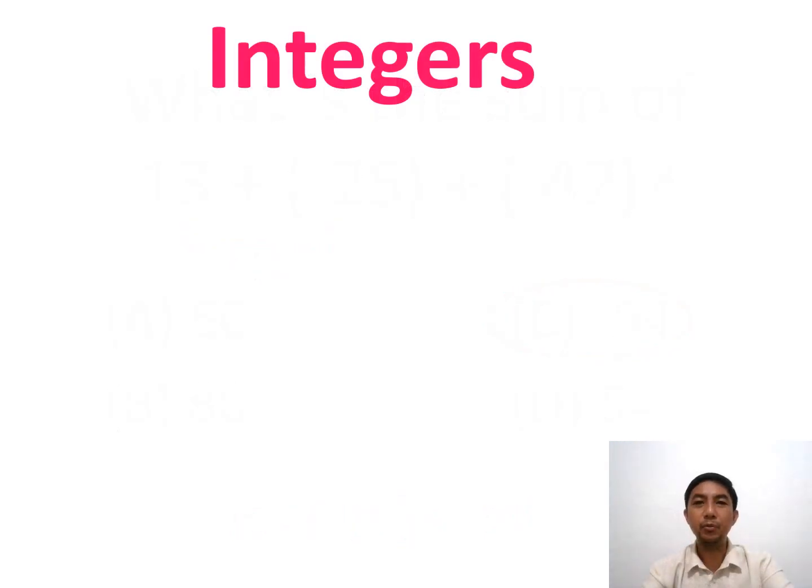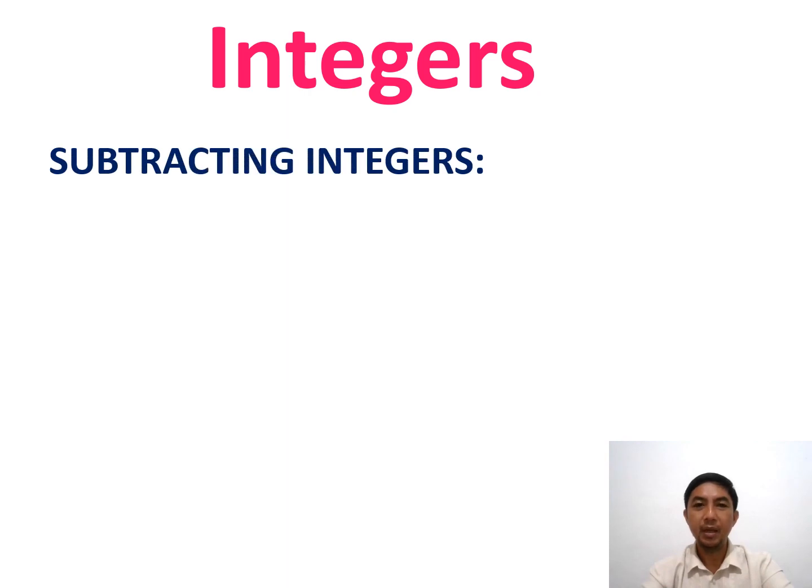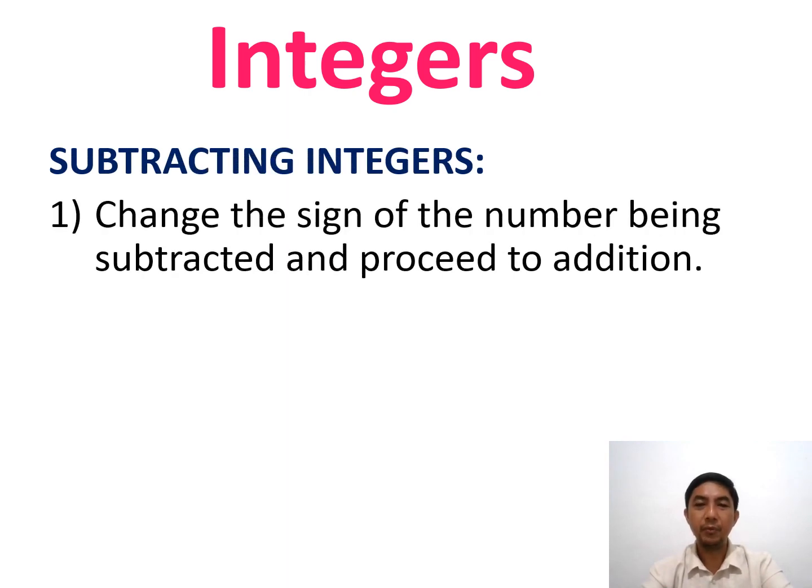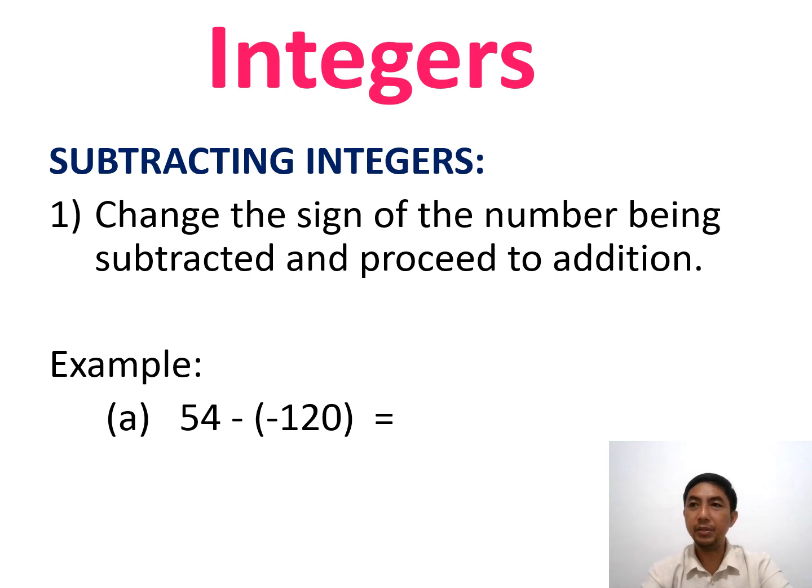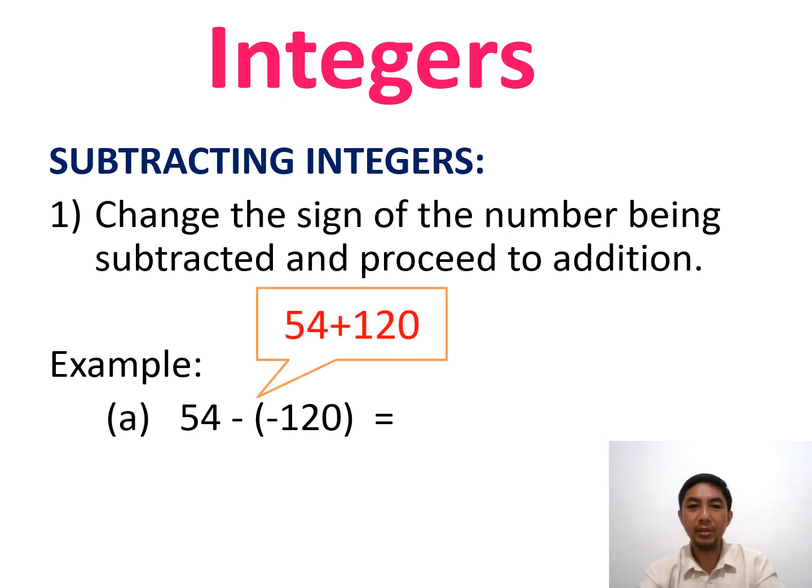Now let us proceed to subtraction of integers. How do we subtract integers? We are going to change the sign of the number being subtracted, and then we are going to proceed to addition. For example, suppose you are given 54 minus negative 120. We change the sign of negative 120, the number being subtracted, and then proceed to addition. That means 54 minus negative 120 is now 54 plus 120. And 54 plus 120 is 174.